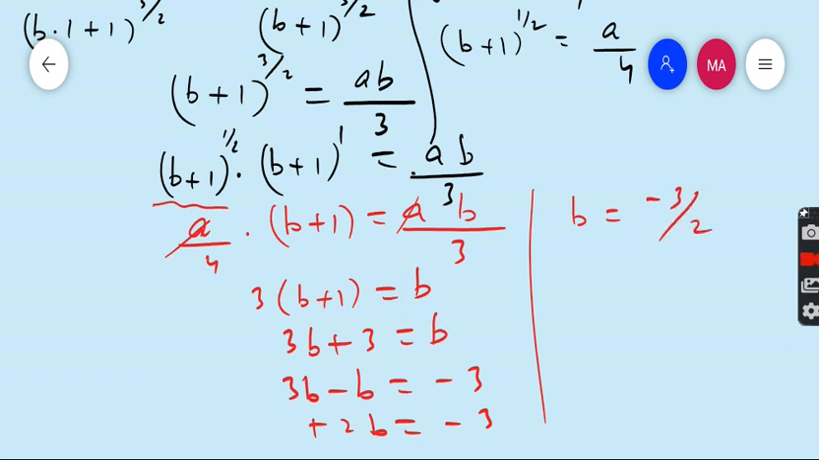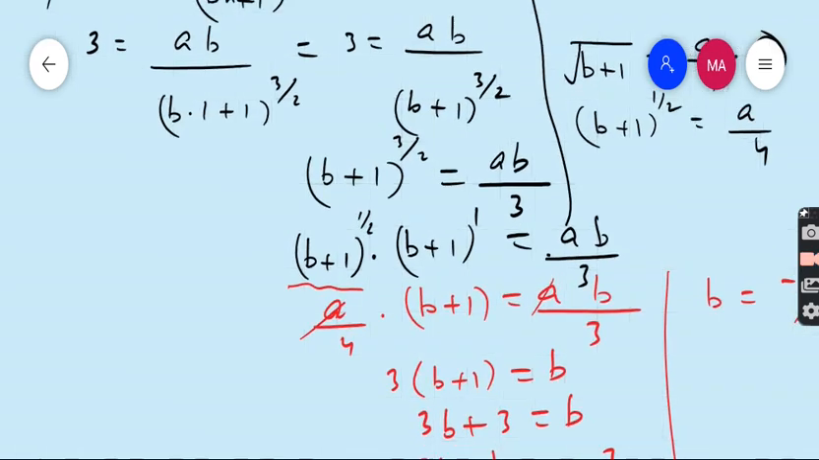Kindly wait, I want to check the answer. No, the value of b is 3. So I will check all steps again. I think there is some mistake. I will check each and every step. No issue.